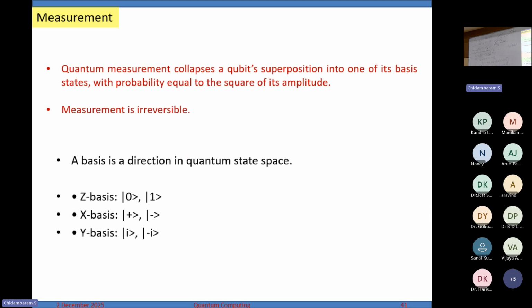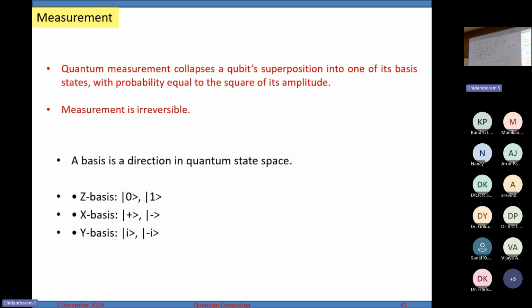So far we said measurement collapses the qubit. Now, one of the interesting aspects which I thought I will discuss here is that you can measure the qubit in any of the bases. Quantum measurement collapses the qubit superposition, alpha ket 0 plus beta ket 1, into one of its basis states, with the probability equal to the square of its amplitude. That's what we have written here.